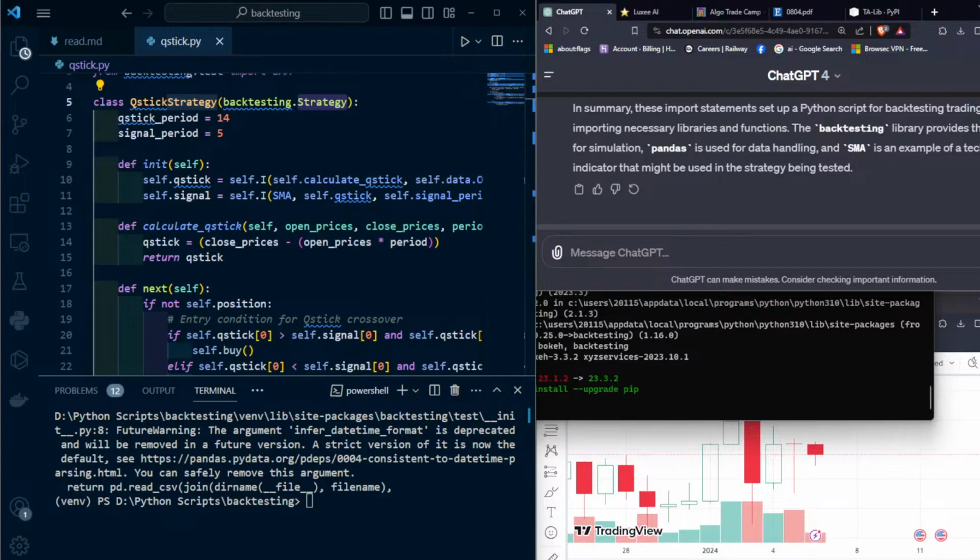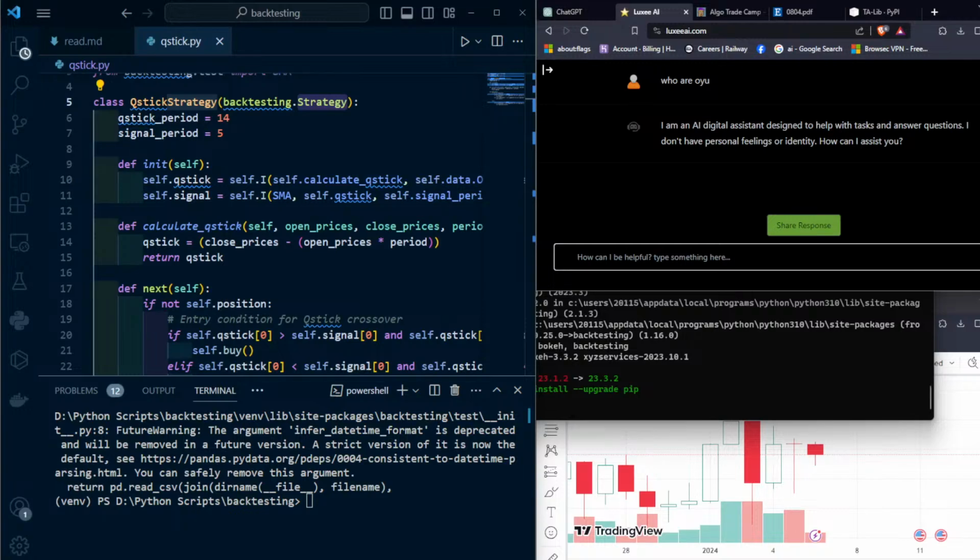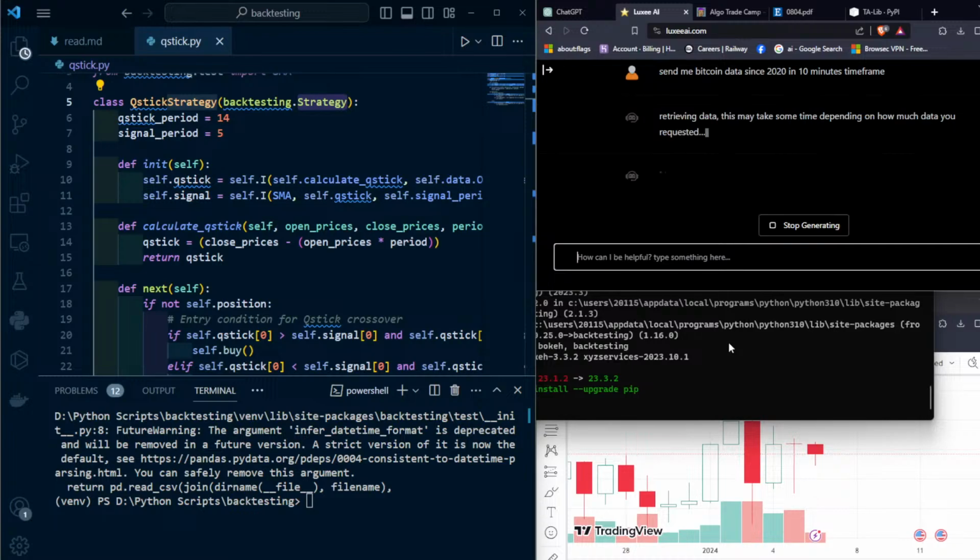And how do we get the data? We head to Loxy AI, and I got a prompt to get data from Loxy. What you say is, send me, let's say, Bitcoin data since 2020 in maybe a 10 minute time frame. It's gonna read data. It's gonna take quite some time.